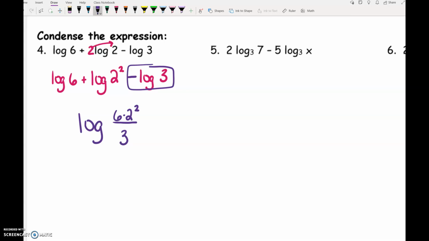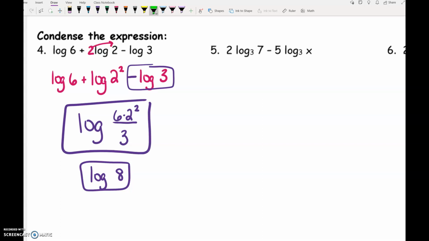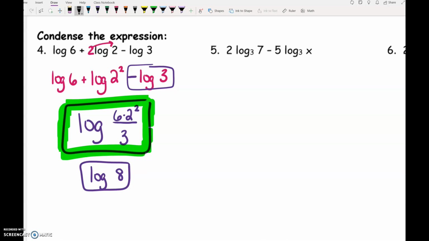Okay, those of you watching the video, yes, we could actually calculate 6 times 2 squared divided by 3. I think, what did I say the answer was? 8. Technically, this would simplify down to the log of 8, but I want you to practice the properties, not so much get lost in the math of finishing it. So I'm going to ignore that actually is log of 8 and just say that green thing I just boxed is the final answer.